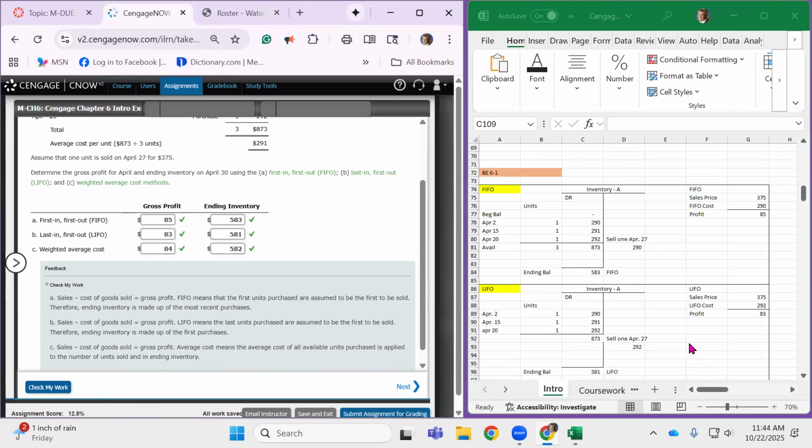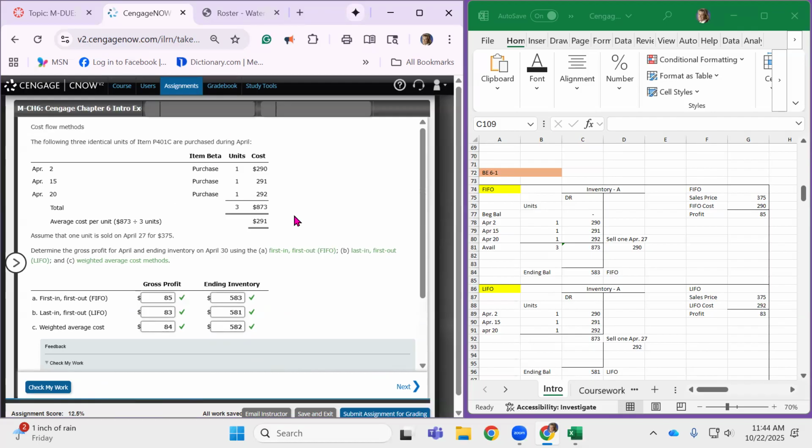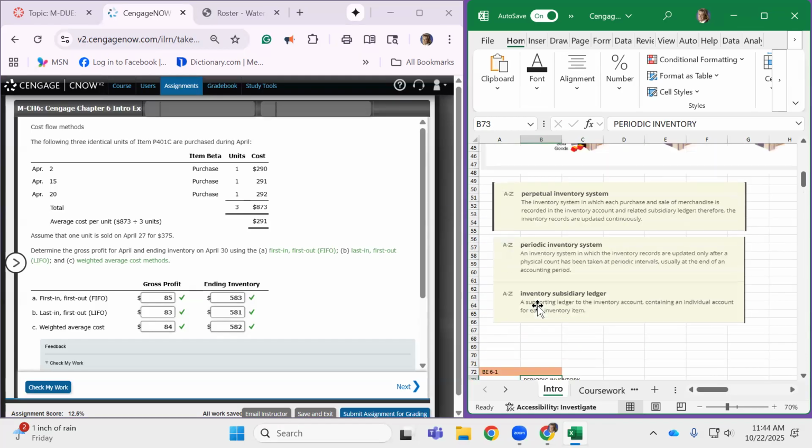What do you think? By the way, this is periodic. I'm going to put that up here so that you know, periodic inventory. Okay, one more time. What is periodic inventory using FIFO, LIFO, and weighted average?